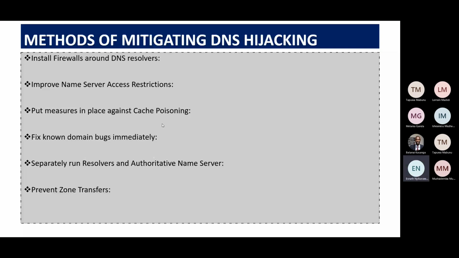The last one is to put measures in place against cache poisoning. Website cache poisoning can be prevented by randomizing user identity, making query IDs random, using random source ports for your server, and randomly including both uppercase and lowercase characters in your website domain name.